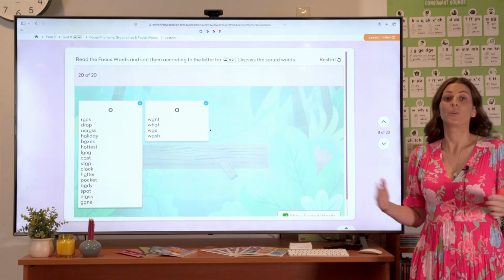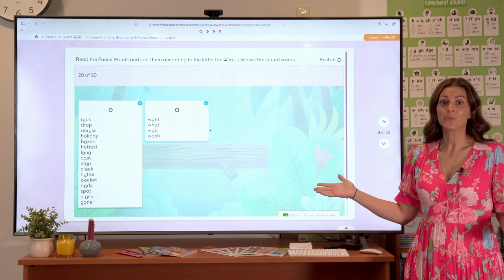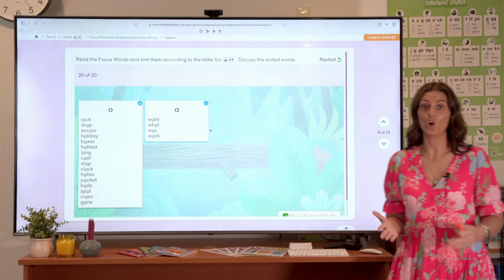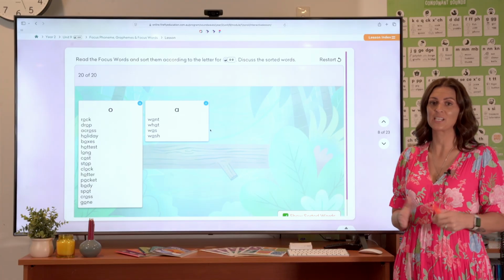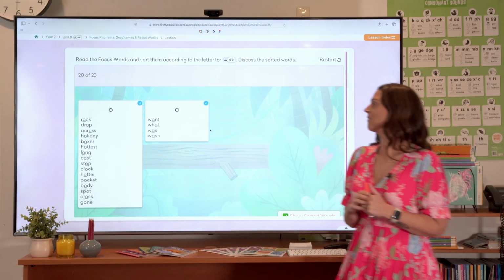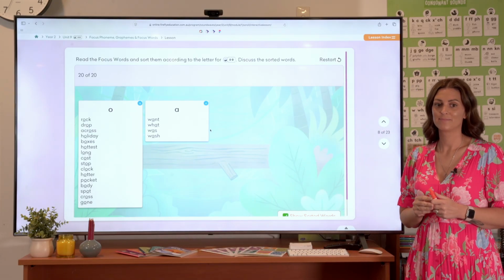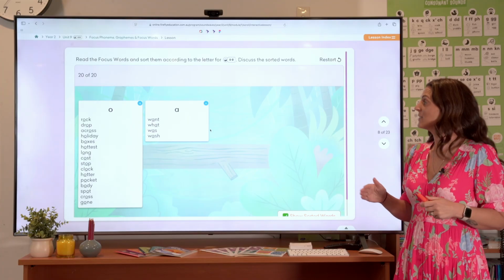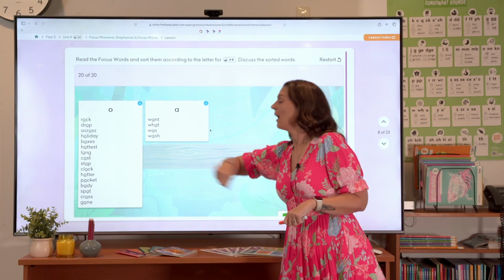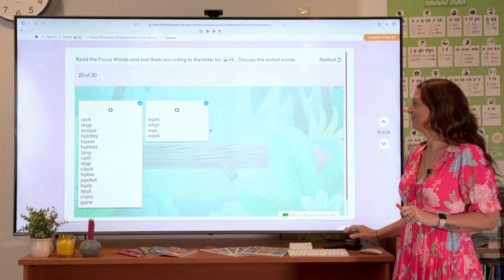Fantastic. So now that we've finished sorting all of our words, what do you notice? That's right, grapheme O is the most common grapheme choice to represent O. What do you notice about our words that have got the grapheme A representing O? That's right, it always comes after a W. So when we see grapheme A after a W, it's going to represent phoneme O.